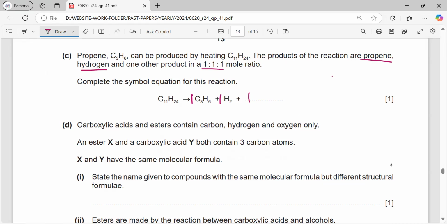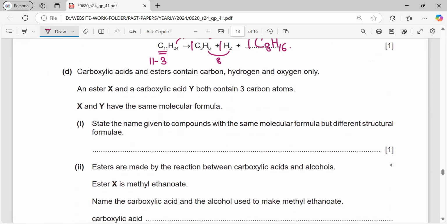So if we see in the products, we have C3, 3 carbons. So we'll subtract this 3 from 11. 11 minus 3 is 8. So it will be C8. As for the hydrogen, we have 6 plus 2, 8 hydrogen. So for hydrogen, we will do 24 minus 8. And it comes out to be 16. So the answer is C8H16.